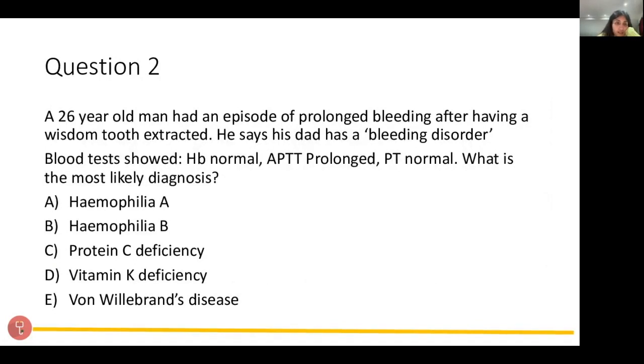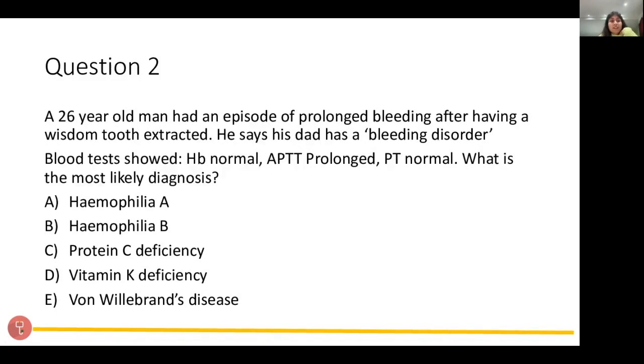However, with your haemophilias, both haemophilia A and haemophilia B, they tend to present with much bigger and much more serious bleeds. So people tend to get bleeding into the joints, and just very, very large bleeds from a very young age. And it would be unlikely to present at the age of 26 years. You'd usually have a child coming in as a new diagnosis of haemophilia.